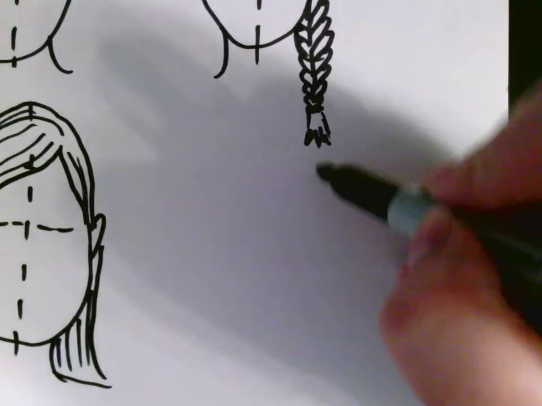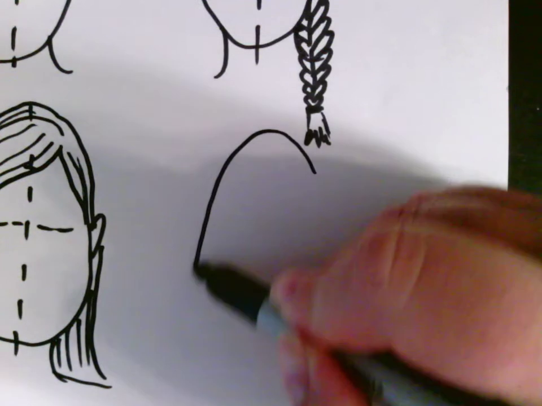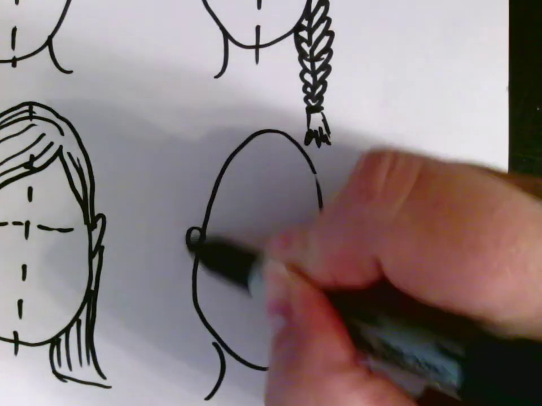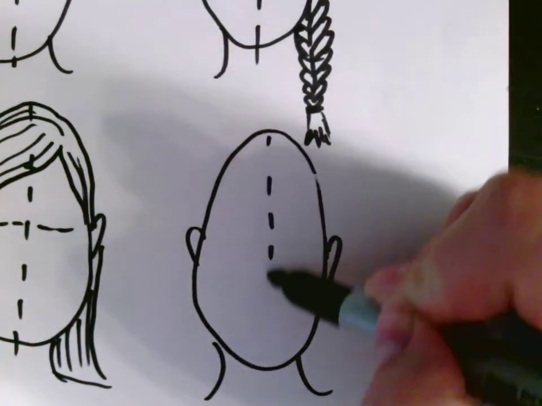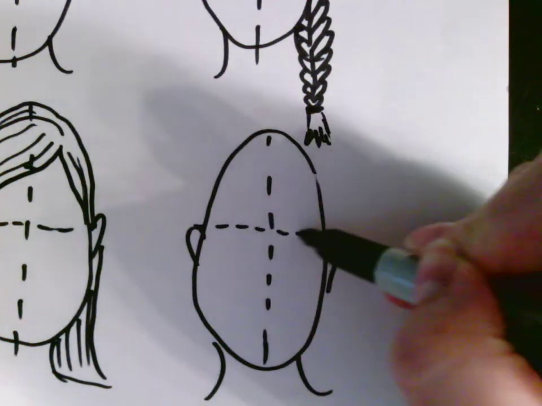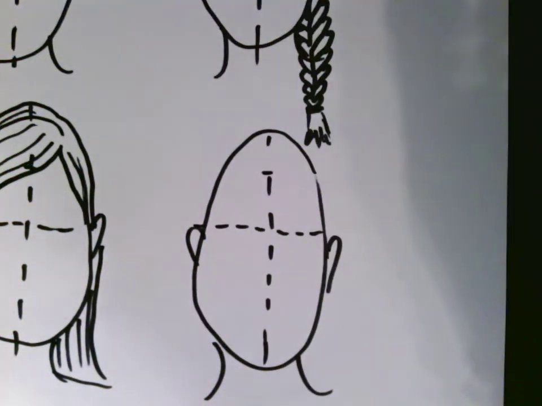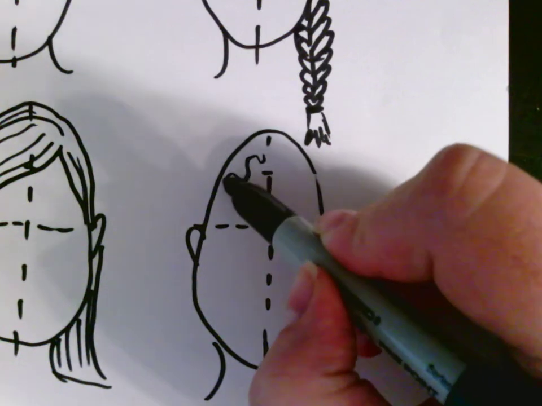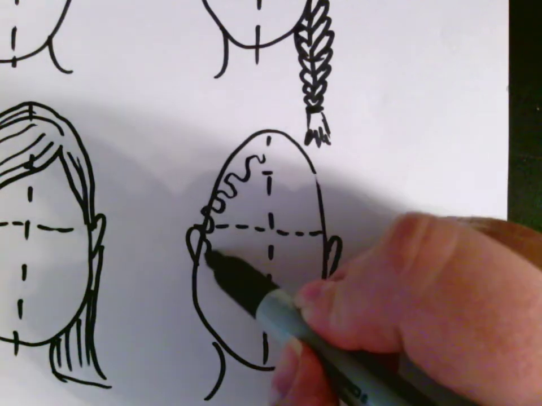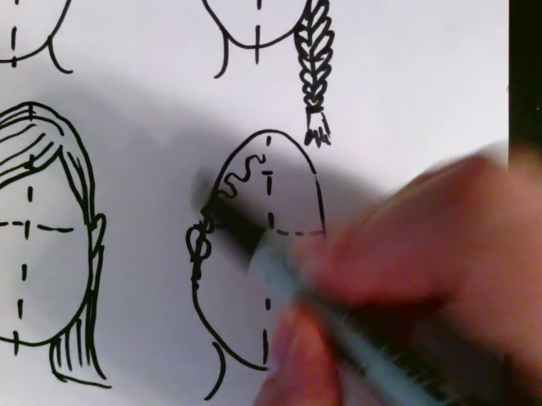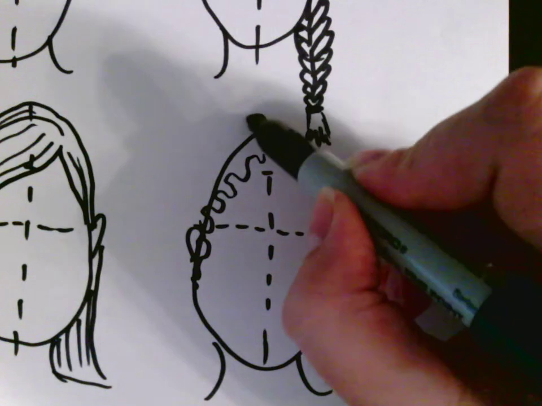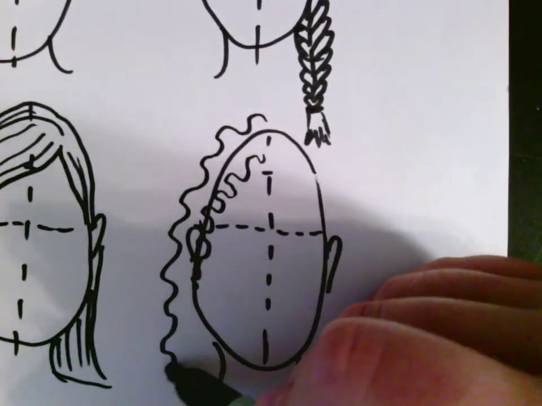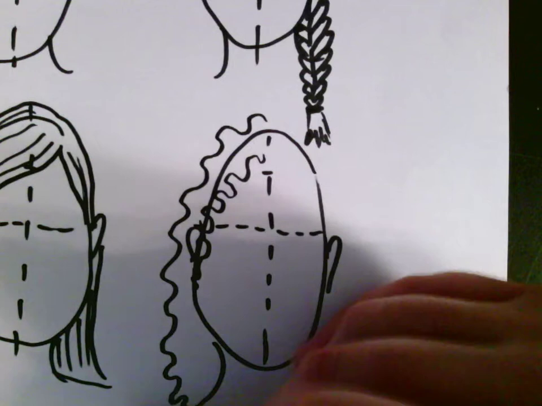Alright, our next one is curly and wavy hair. So, again, I'm going to draw my head, my neck, my ears, my nose and mouth line, my eye line, and then where my hair is going to go. When you have wavy hair, a lot of times it goes back and forth and back and forth. Maybe it comes down and our ears are covered. And then it comes back and forth and back and forth. And this is just kind of my wavy hair.